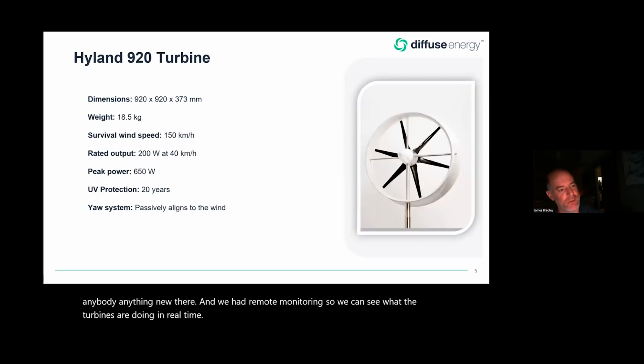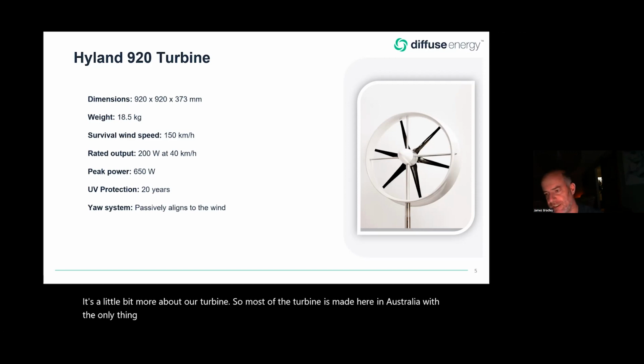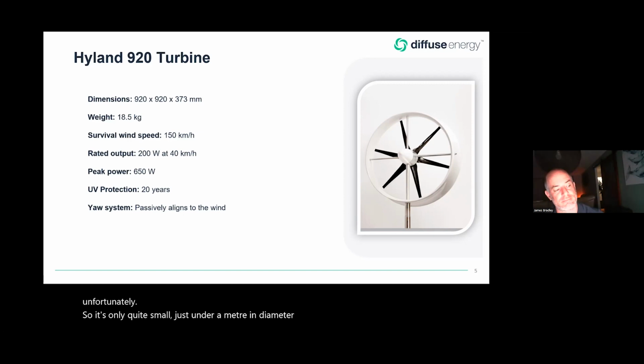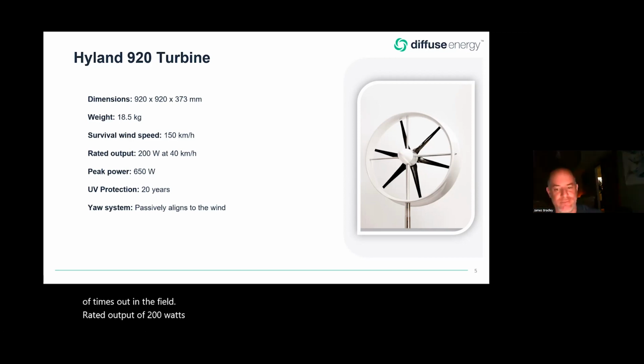So a little bit more about our turbine. Most of the turbine is made here in Australia, with the only thing really being the generators. There's no one in Australia building generators, unfortunately. It's quite small, just under 1 metre in diameter, less than 20 kilos. Quite happy to survive in more than 150 kilometres an hour. We've measured that a couple of times out in the field. Rated output of 200 watts, peak of around 650, depending on some system parameters.